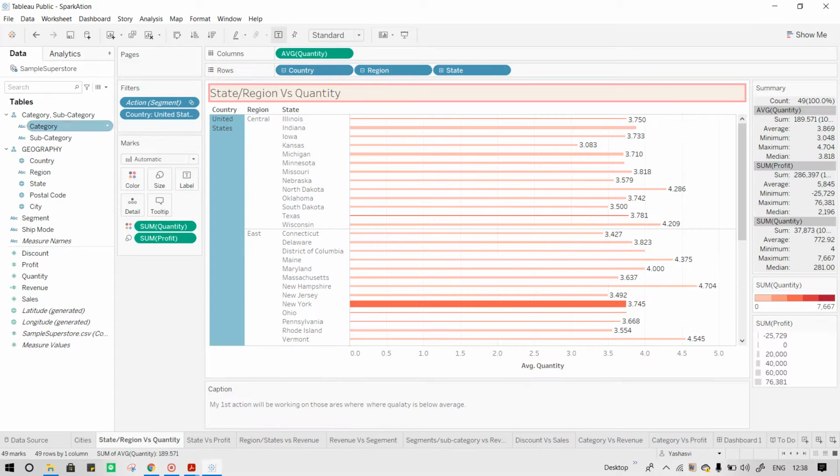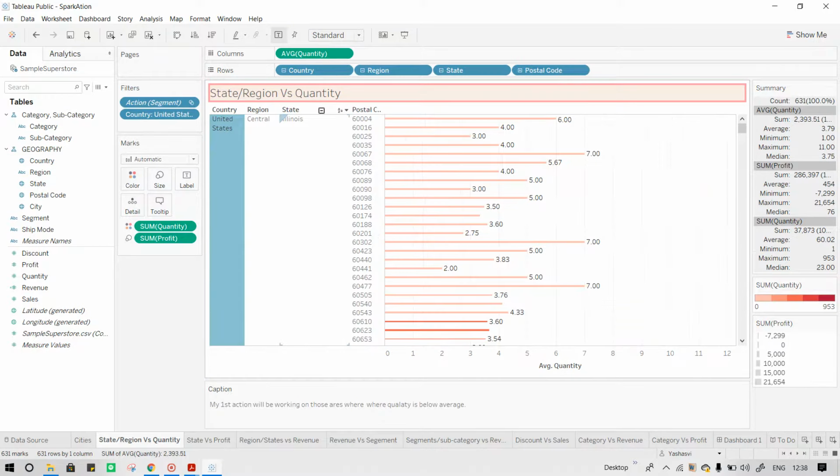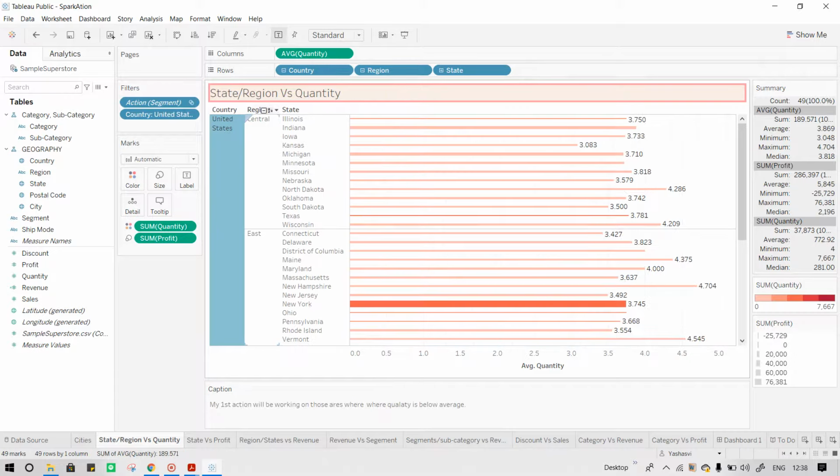I have also done two things. I made two hierarchies. One is the categorical one, category and subcategory, and the other is geography, like country, region, state, postal code, and city. The benefit of these hierarchies is to get a better understanding and better inputs from the given data. As you can see on the screen, I can divide into different regions and states, and then even into postal codes.